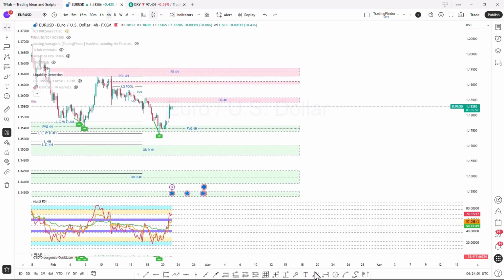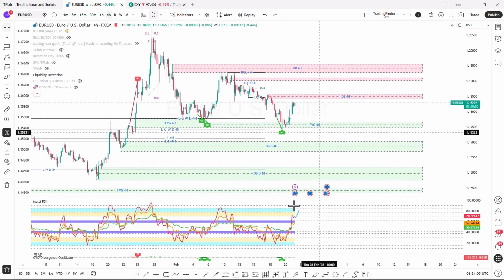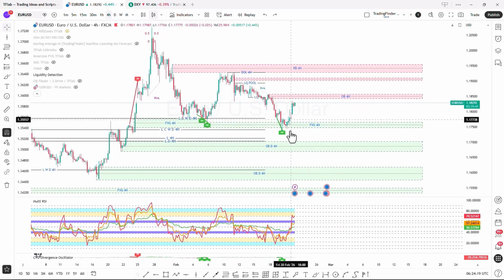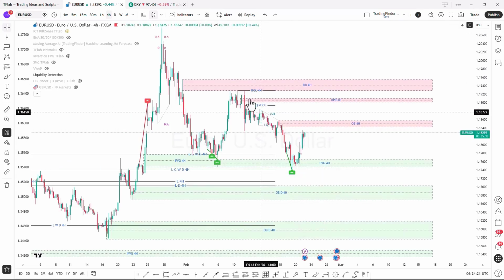Also, by checking the multi-RSI indicator on TradingFinder, we can see that the price movement has entered the overbought zone. If this indicator enters the high potential zone, it means there is still an upward trend in the market. However, if a negative divergence is detected or it crosses out of the overbought zone and starts moving downward, it indicates the end of the bullish correction and the continuation of the downward trend in the market.